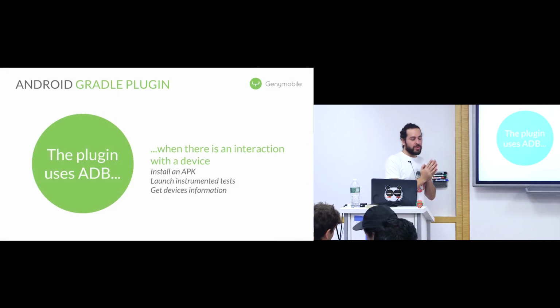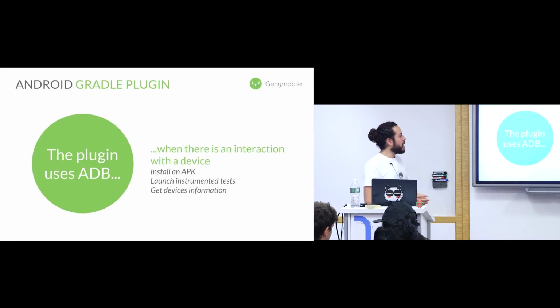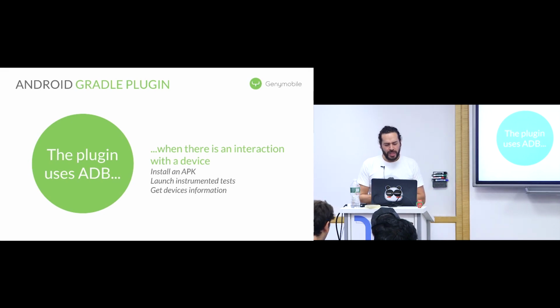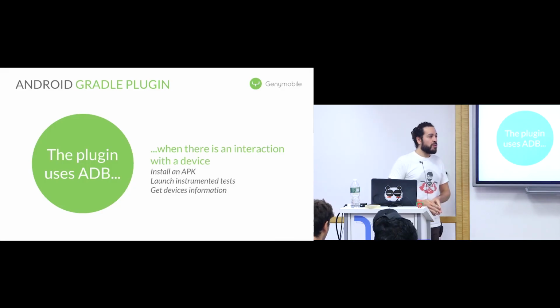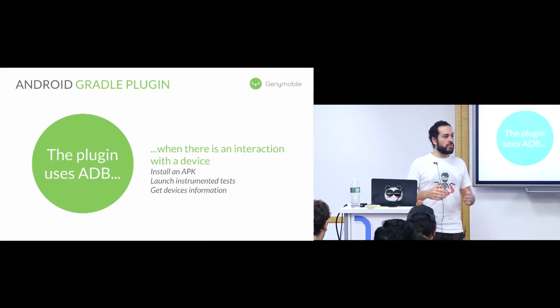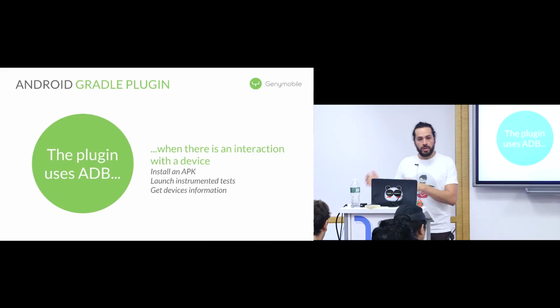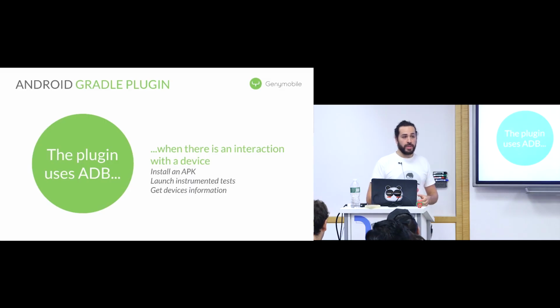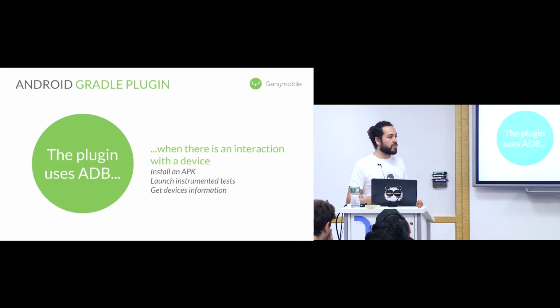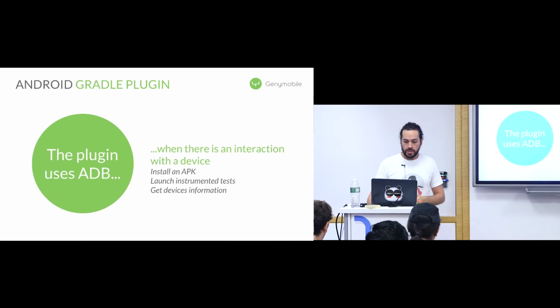So just to make it quick, I don't want to go into too much detail, but the Gradle plugin uses DDMlib. 10 minutes? Oh, great, we have time. So it uses DDMlib for all the device interaction. That's the main interface to interact with a device for the Gradle plugin, and Android Studio uses DDMlib. It uses it to install APKs, launch instrumentation tests, get device information, so basically doing ADB shell commands.